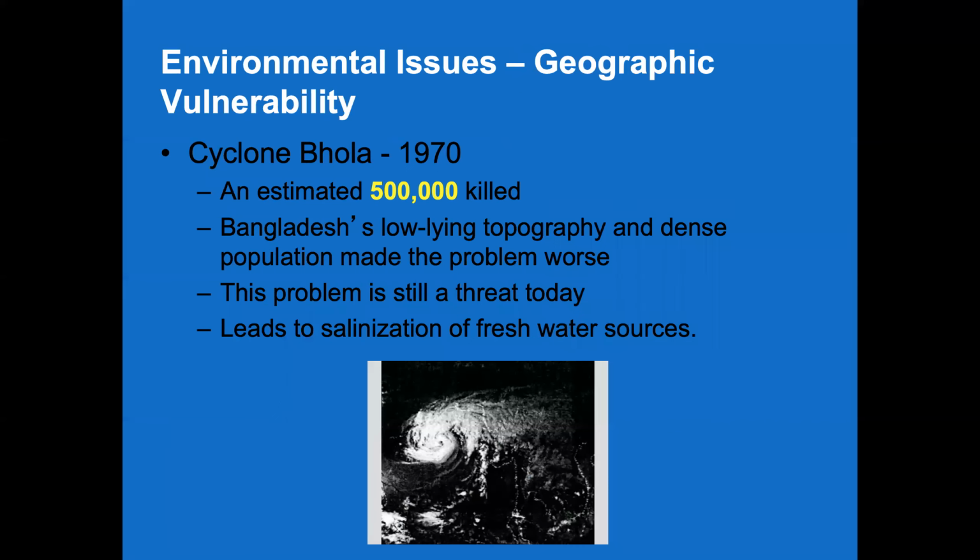So in 1970, for example, the world's most deadly natural disaster, Cyclone Bola, killed an estimated 500,000 people. That's 500,000 people. One storm, one weekend, 500,000, just like that. So the low-lying topography and dense population makes the problem, frankly, worse. It is still a threat today, all these years later, and it's a function of proximity to water, lack of infrastructure, and the freshwater resources being in peril.